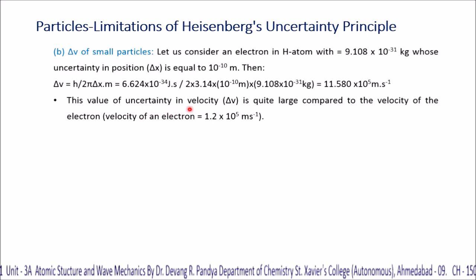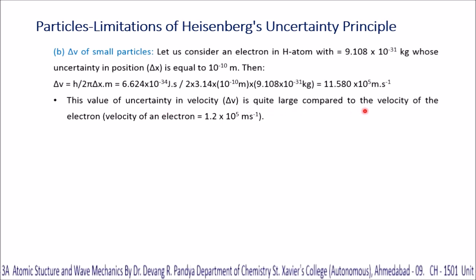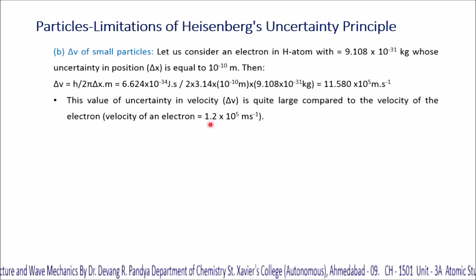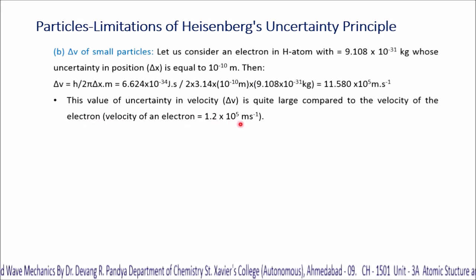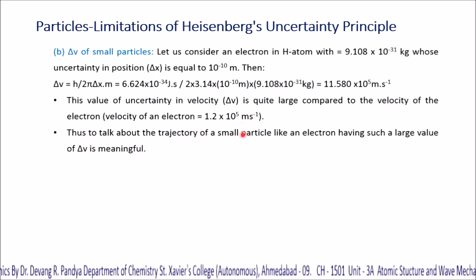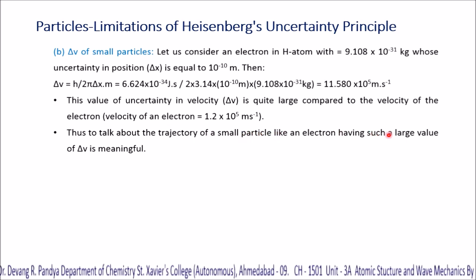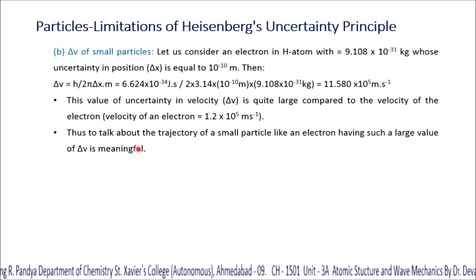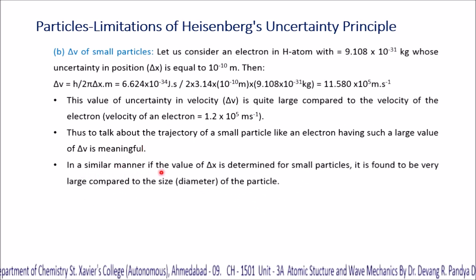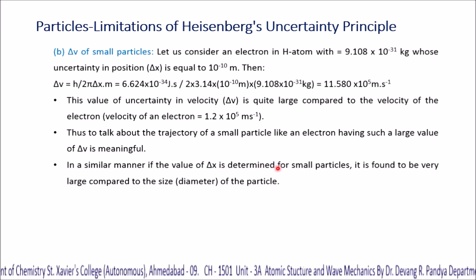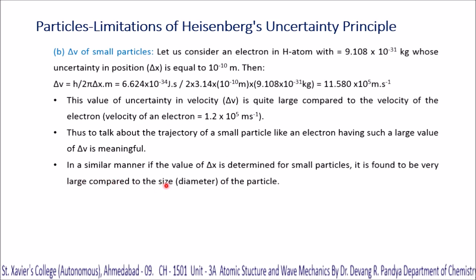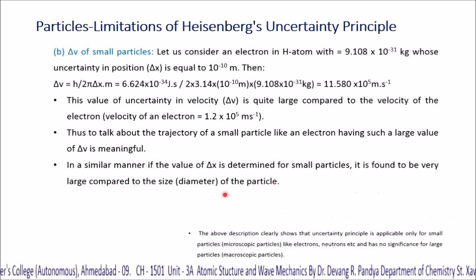This value of uncertainty in velocity is quite large compared to the velocity of the electron. Velocity of an electron would be 1.2 into 10 raised to 5 meter second inverse. Thus, to talk about the trajectory of a small particle like electron having such a large value of delta V is not meaningful. In a similar manner, if the value of delta x is determined for a small particle, it is found to be very large compared to the size, the diameter, of the particle.